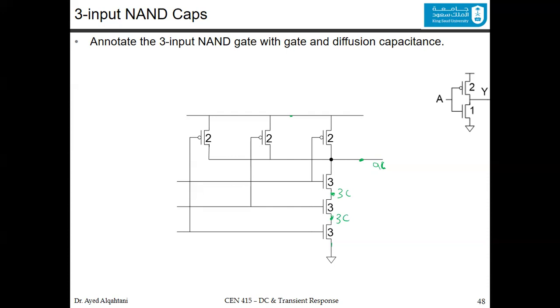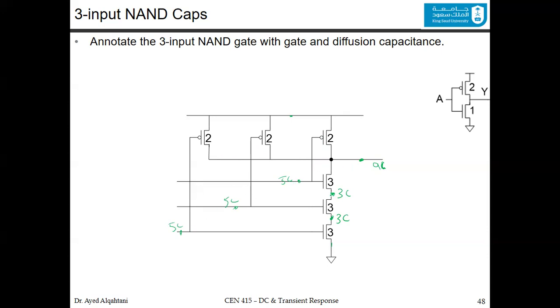What about the gate? What about this node and this node and this node that is connected for each gate? It's connected to 3 and 2, so we say that it's 5C. Similarly, here it's 5C, and similarly here it's 5C. So you always follow the point and add up the sizing to find out the capacitance, whether it is the input gate capacitance or the diffusion capacitance.